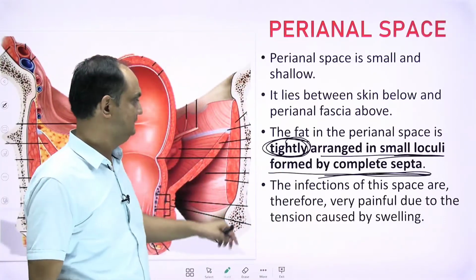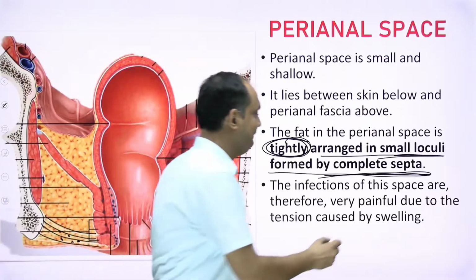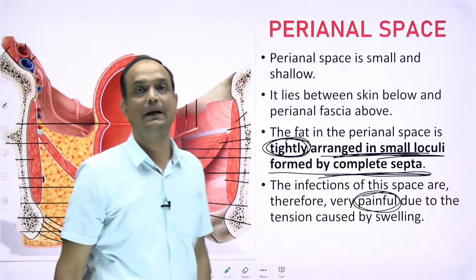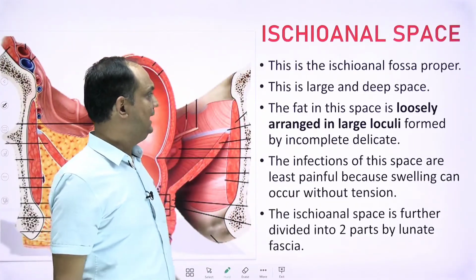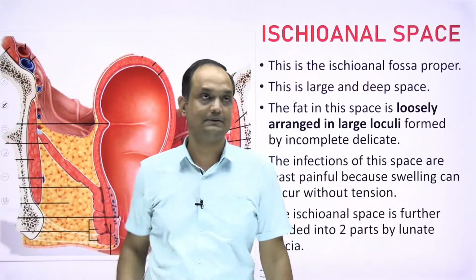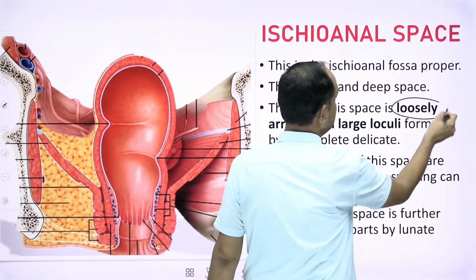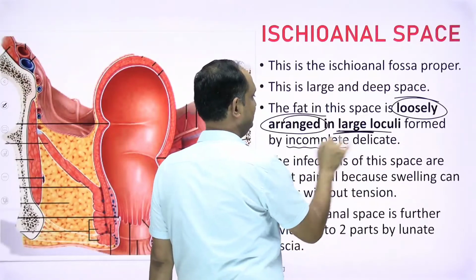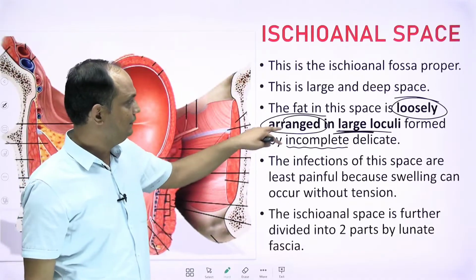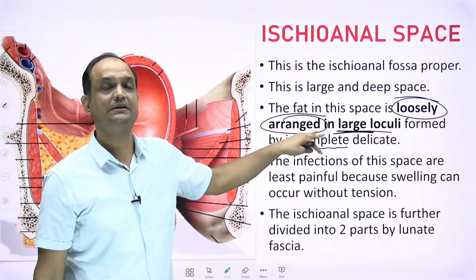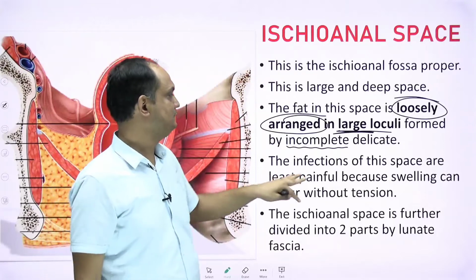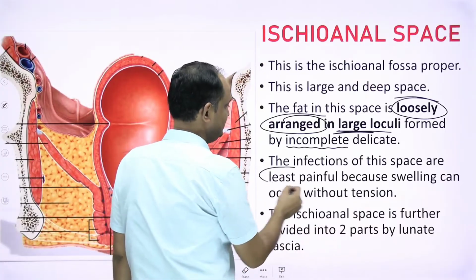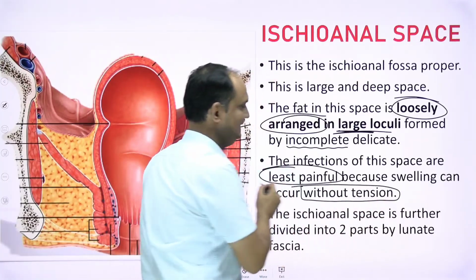And because of this, infections in this space are highly painful because of the tightly packed loculi in the perianal space. On the other hand, the ischioanal space has loosely arranged fat lobules which are large in size, and the septas are incomplete. Because of this difference, infections in the ischioanal space are not that painful, or they are least painful because they don't have any tension.